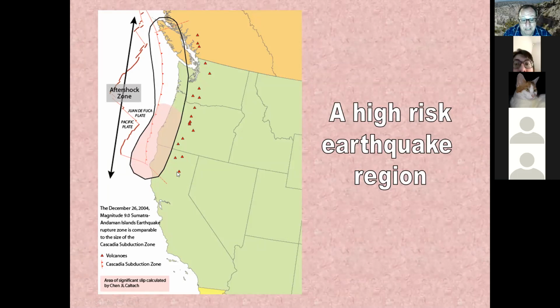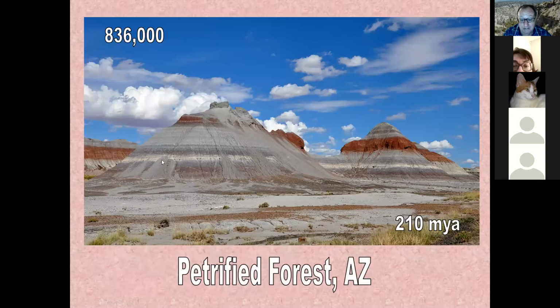Volcanoes there. We moved down to the Petrified Forest in Arizona. These are some of the classic sandstone that you see like in the Badlands, which is kind of in the area of the Petrified Forest. Most of the rock is Triassic in age, which is about 210 million years old.